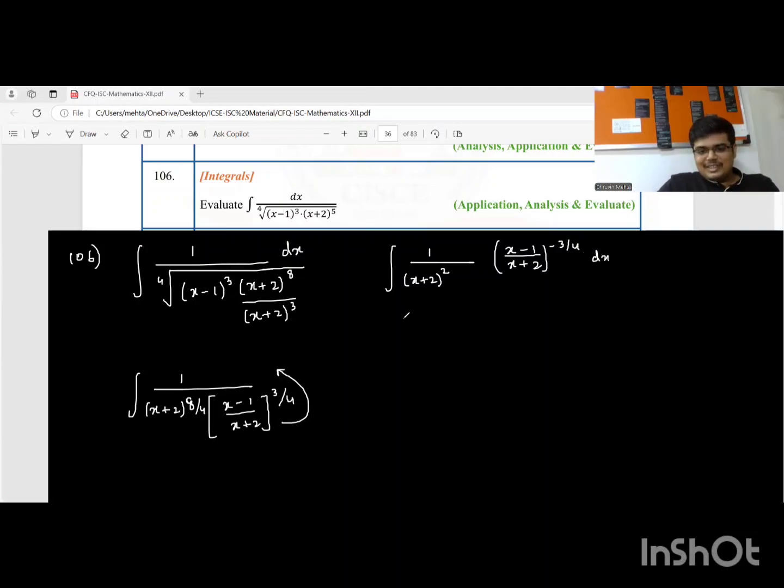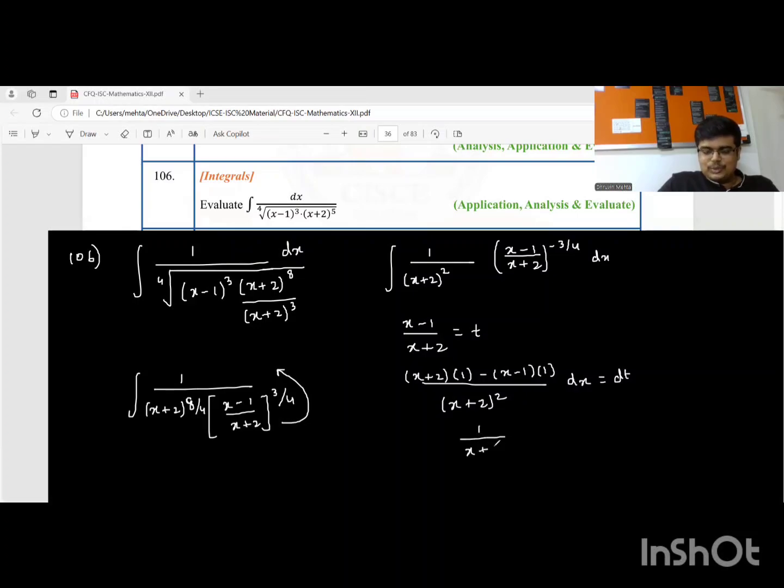Now, students, your derivative skills will be tested over here. Now, in substitution type, I had mentioned that generally the term with a very complicated power has to be taken as t. See what happens if we take this as t. See what happens when we take the derivative of this. Derivative of this will be x plus 2 into derivative of x minus 1, which is 1, minus x minus 1 into derivative of x plus 2, upon x plus 2 the whole square. Students, the derivative of this fraction is actually 1 upon x plus 2 the whole square.